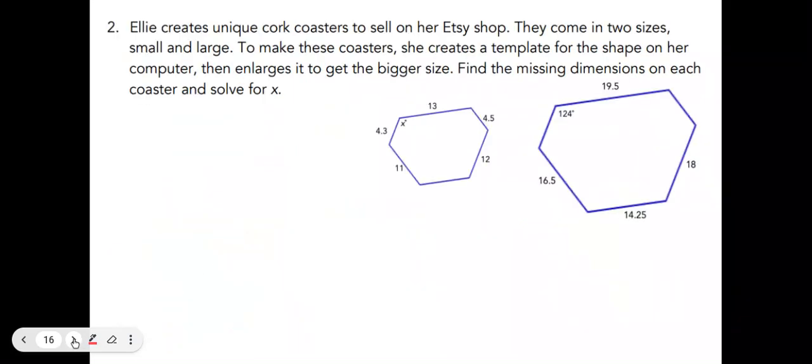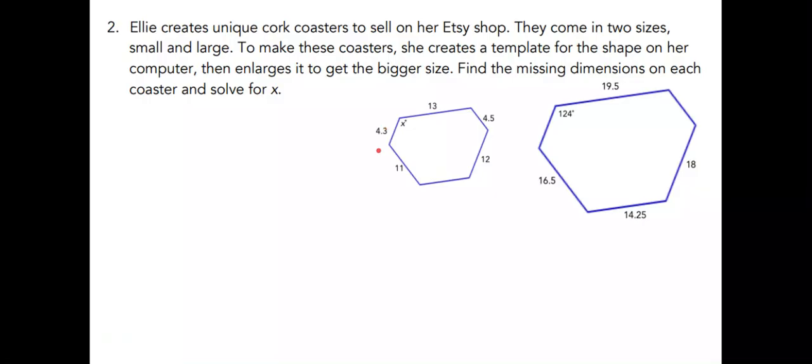All right, next one. Ellie creates unique cork coasters to sell on her Etsy shop. They come in 2 sizes, small and large. To make these coasters, she creates a template for the shape on her computer, then enlarges it to the bigger size. Find the missing dimensions.